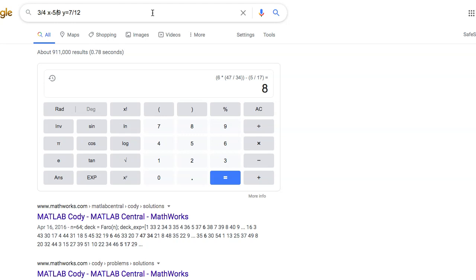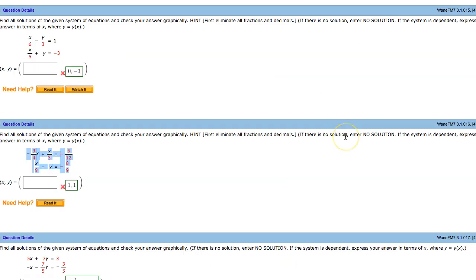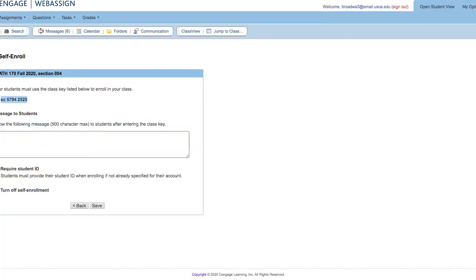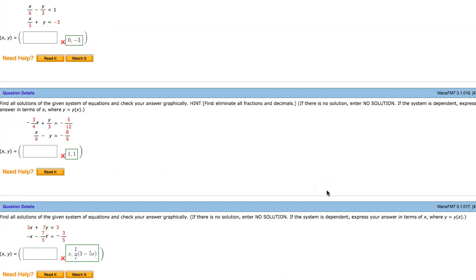So 3/4 x minus 5/9 y equals 7/12. So I got 3/4 x. Now Google, so I got 3/4 x minus, Google probably wants parentheses, 5/9 y, and that equals 7/12. I'm too scared to plug it in, just about to plug it in. But you guys, if you understand how I got rid of the fractions, you've understood what I wanted you to get.